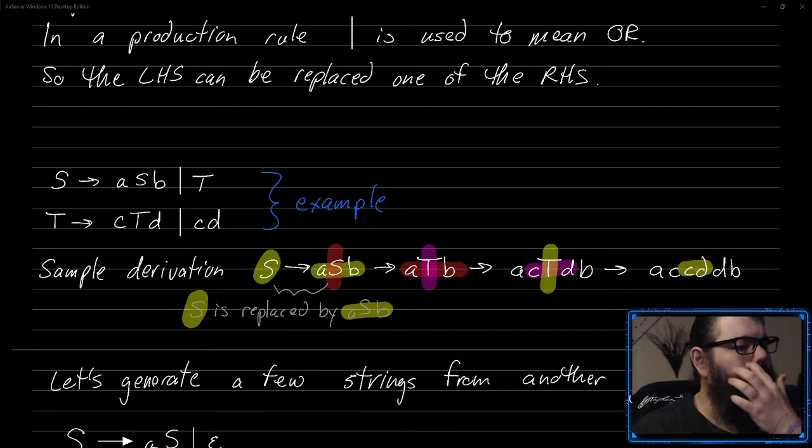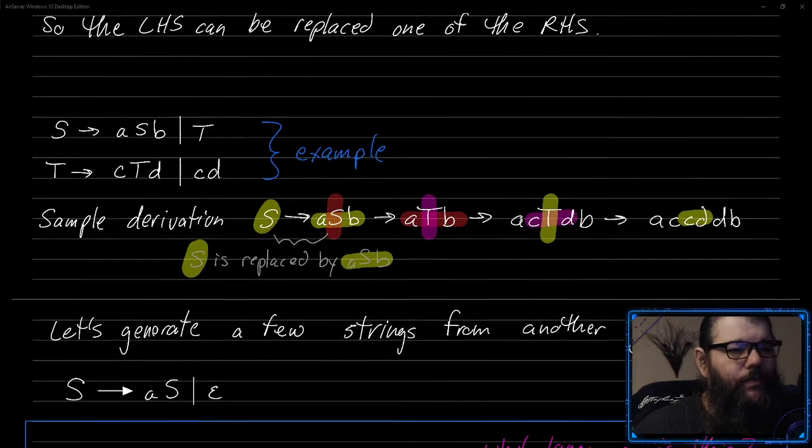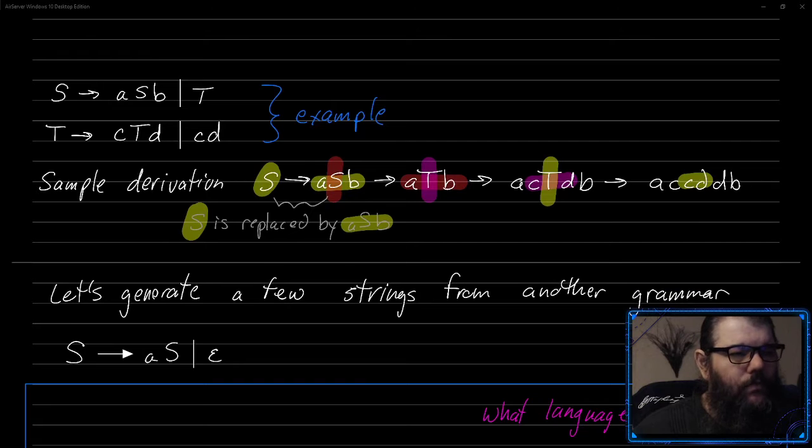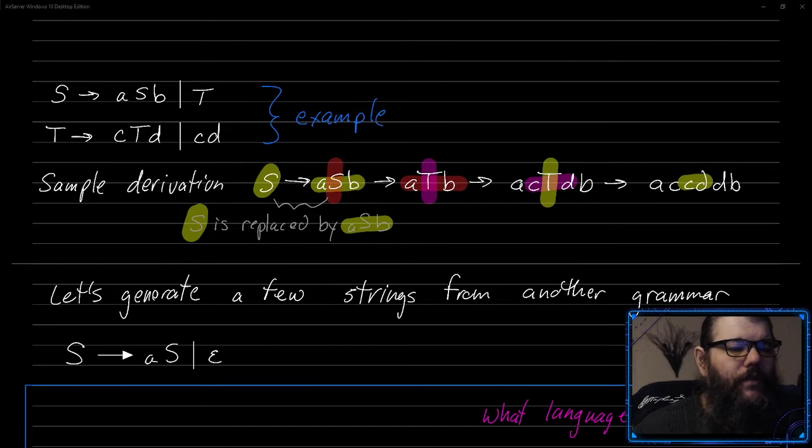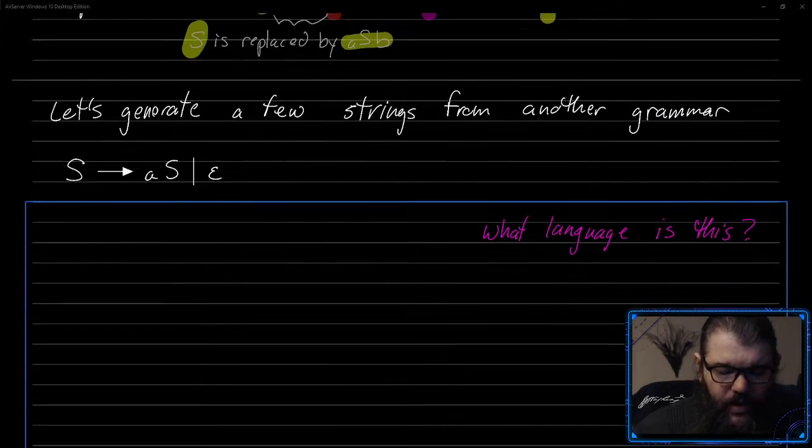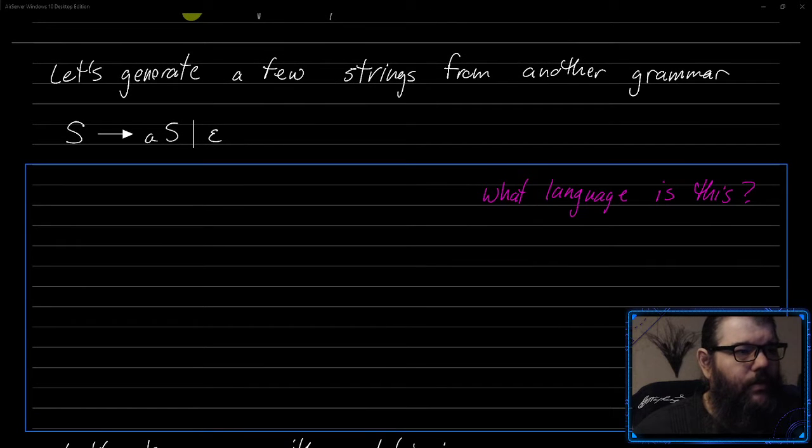Let's start with some simpler things and have you derive some strings in a simpler grammar. So here is a simple grammar that I want to see you generate a few strings for. So go ahead and pause, generate a few strings for this. Show me what you get.